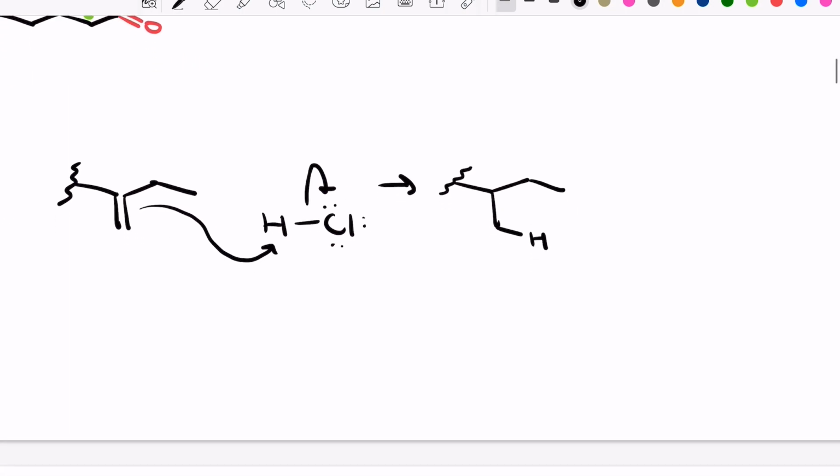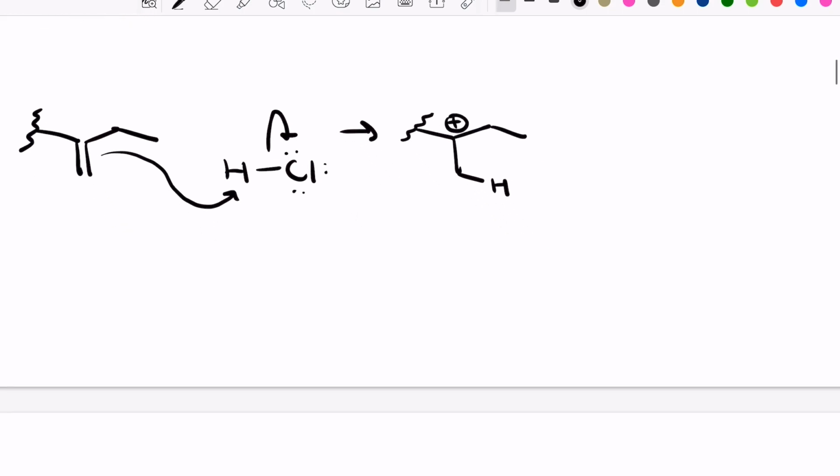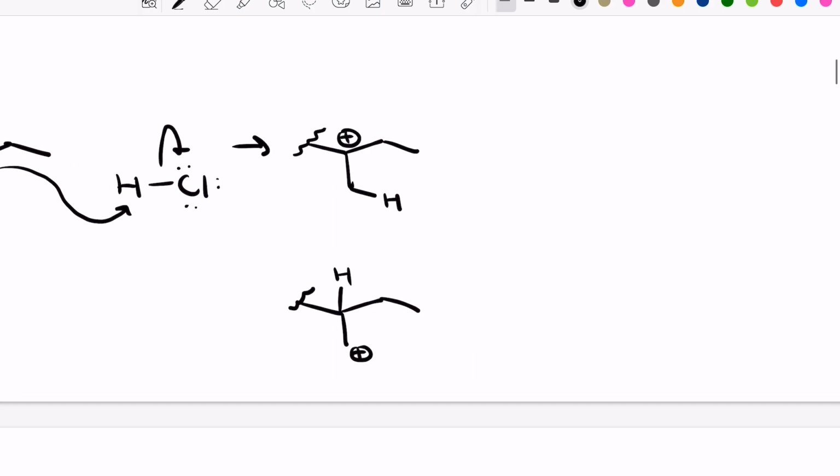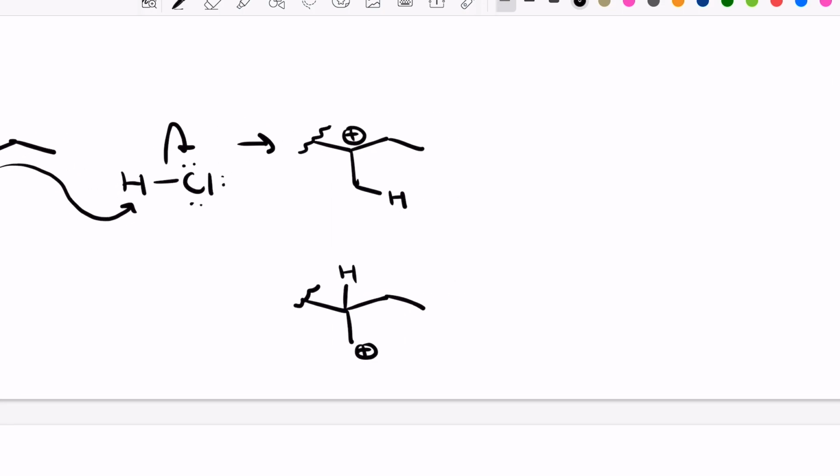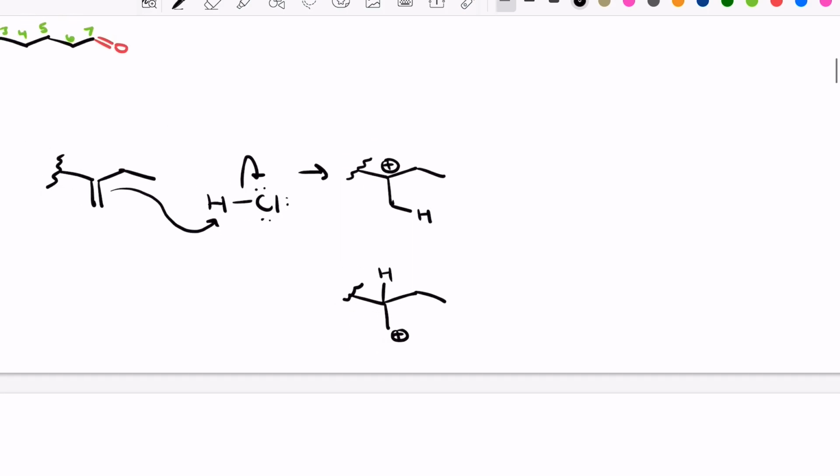Hydrogen can either go there, or you can get this as well. Hydrogen there and carbocation there. You'll be asking, why am I drawing both? It's because we're going to have a major and a minor product. And obviously the major is going to be the answer that your professor wants.